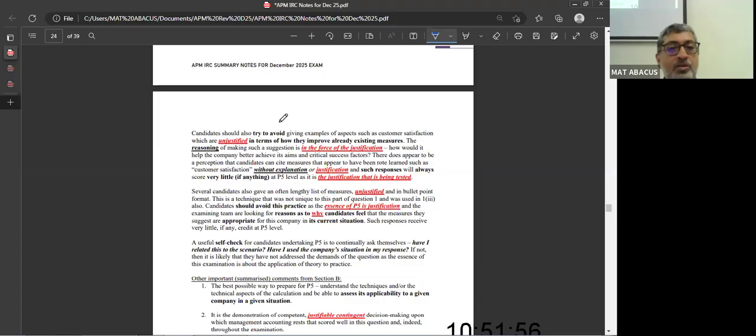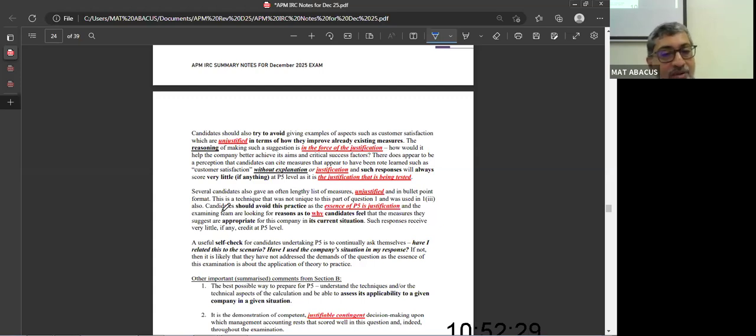Candidates should try to avoid giving examples of aspects such as customer satisfaction, which are unjustified in terms of how they improve already existing measures. The reasoning for making such a suggestion, the justification, is what they're looking for. So there does appear to be a perception that candidates can just give performance measures that appear to have been rote learned, such as customer satisfaction, without explanation or justification.